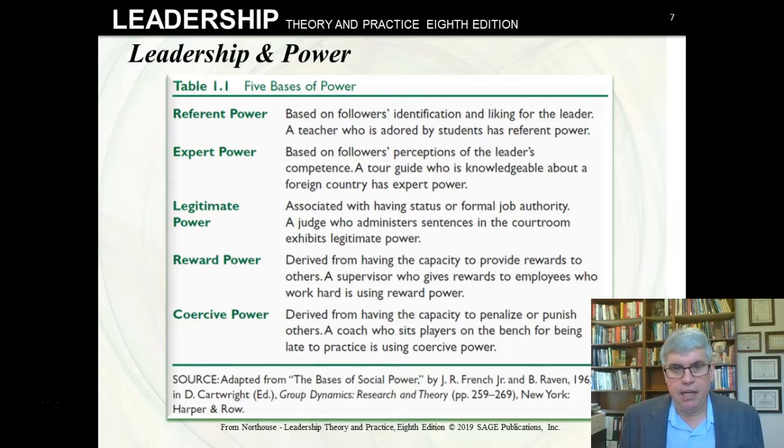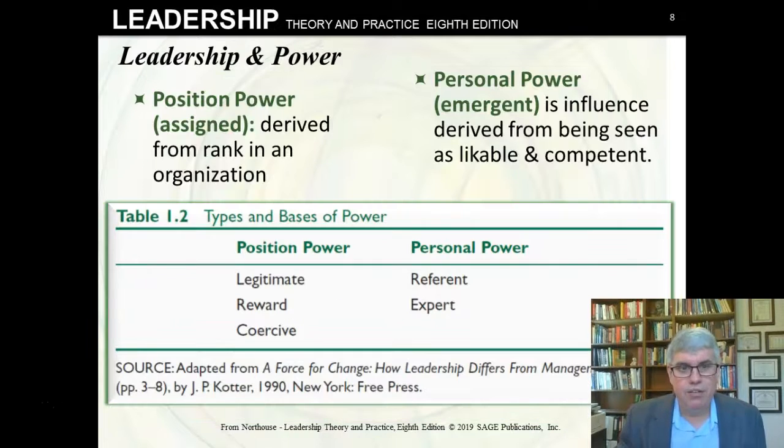Or a supervisor who will give bad working hours to someone who's lazy or who performs poorly is using coercive power. Everybody likes reward power better than coercive power. So putting these different types of power into perspective, we've got one category of position power, which is essentially assigned power. People with power have told other people that they can have these types of powers.